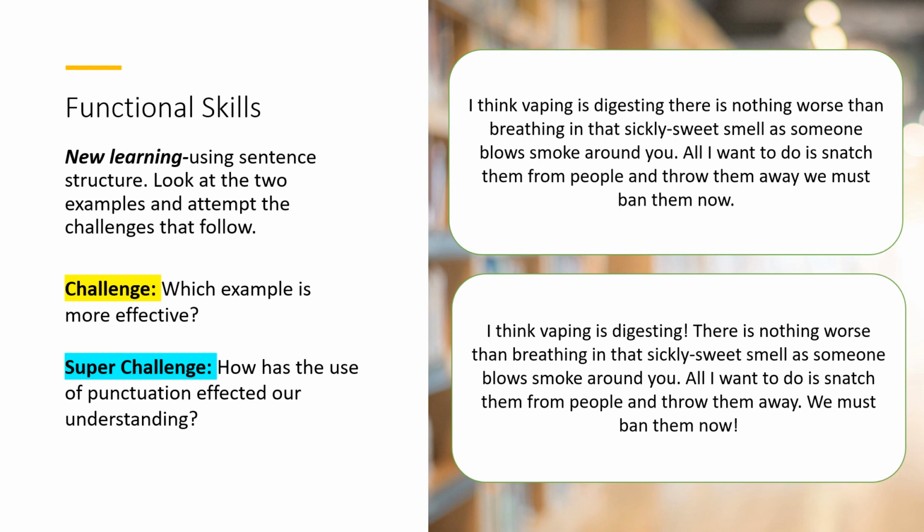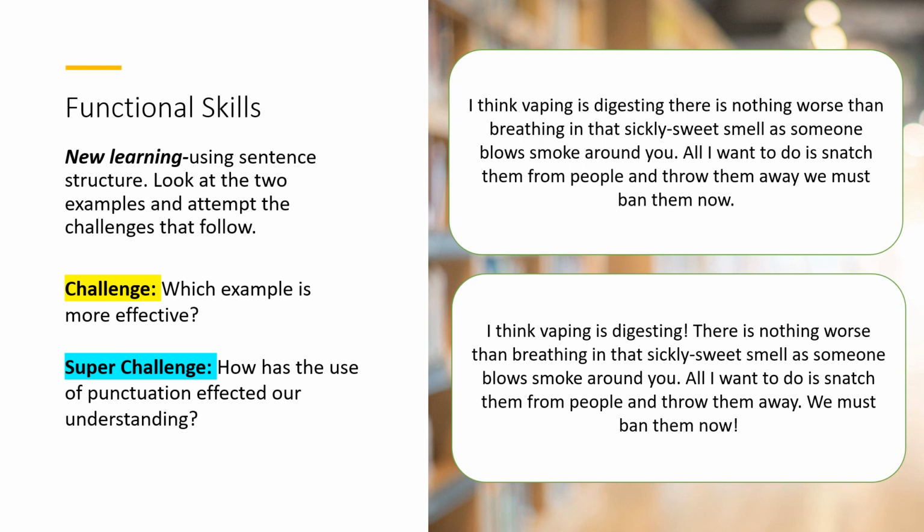So firstly then, if we look at the top one, it says, I think vaping is disgusting. There is nothing worse than breathing in the sickly sweet smell as someone blows smoke around you. All I want to do is snatch them from people and throw them away. We must ban them now. Okay, so that's the first one. You can see there that we don't have much punctuation. The sentence structure is kind of all over the place really. We don't have a lot of punctuation to help break it down and to digest it.